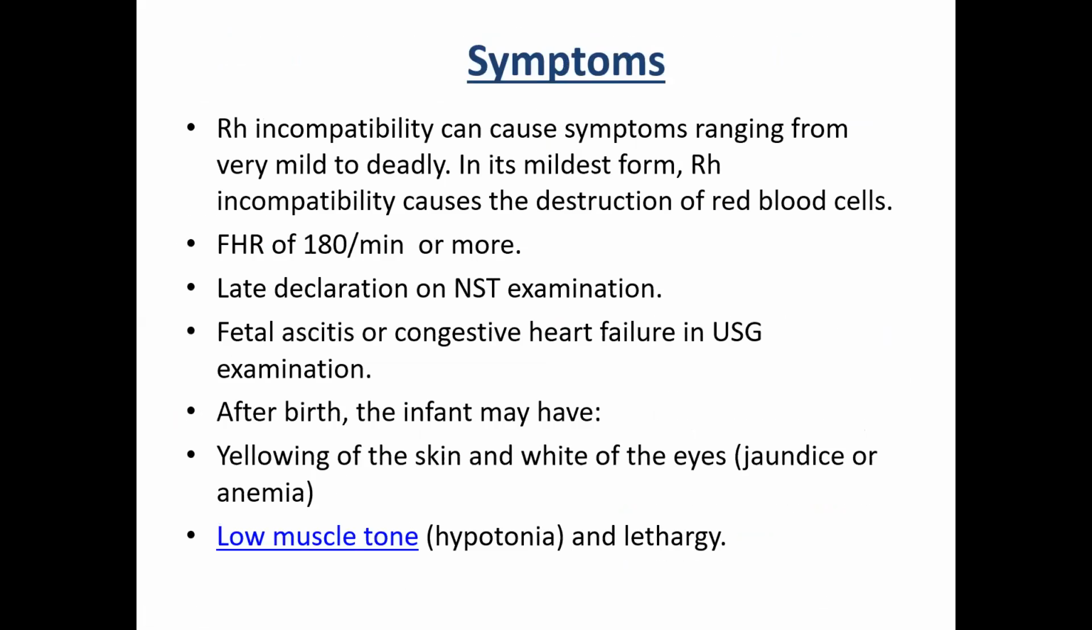Now what are the symptoms? RH incompatibility can cause symptoms ranging from mild to deadly. In the mild form, RH incompatibility causes destruction of the RBCs. The FHS is 180 per minute or more, late decelerations on the examination. Fetal ascites, congestive heart failure in the USG examination. After the birth, the infant may have yellowish discoloration of the skin and the whites of the eyes, jaundice, and anemia. Both are present. Okay. Low muscle tone, hypotonia, and a lethargic baby.